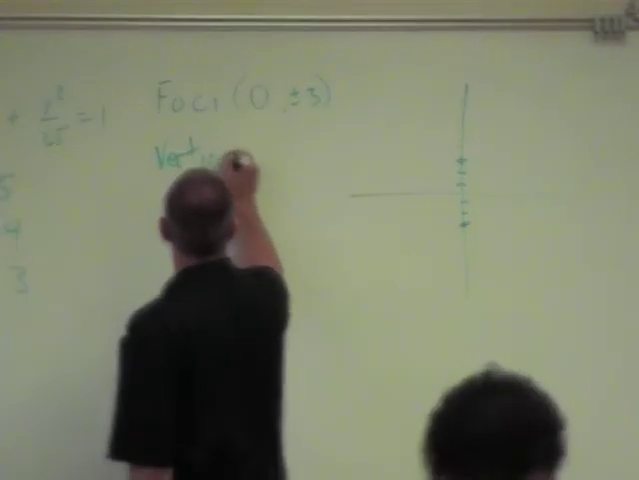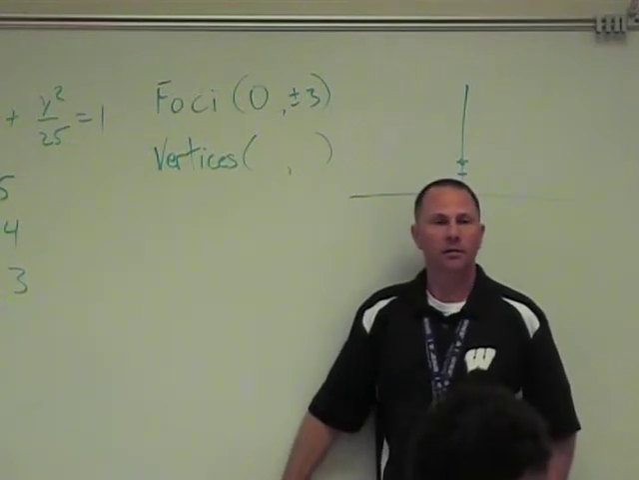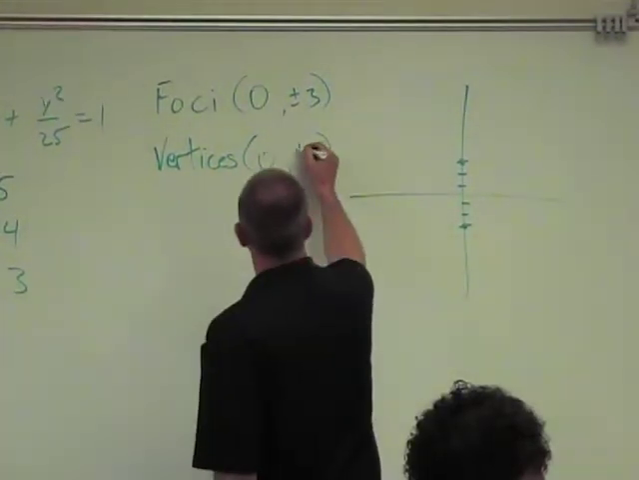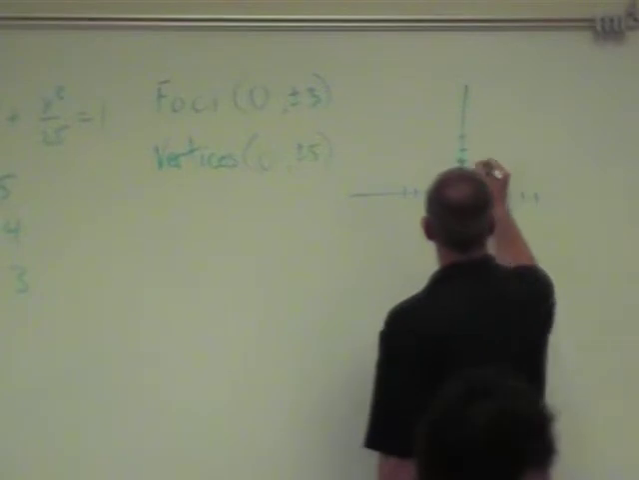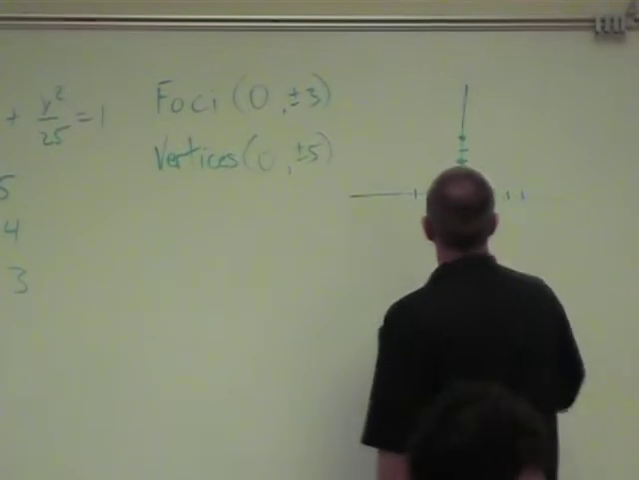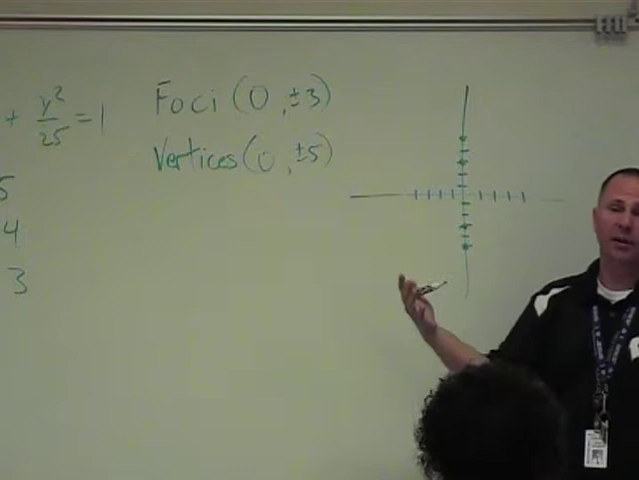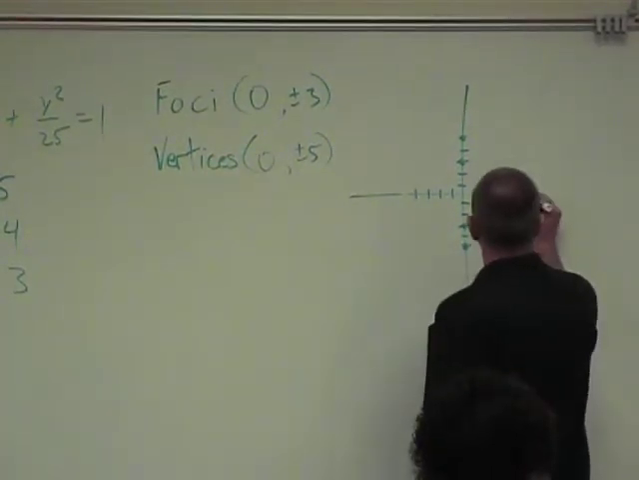Vertices? I mean 5. No. What's the coordinate? Oh, 0, 5. Alright, so there's the major axis. Where would the minor vertices be? Because you do have to graph these. Where's the minor vertices? Yeah, 4, 0 and negative 4, 0.